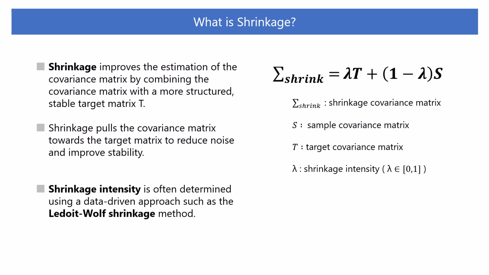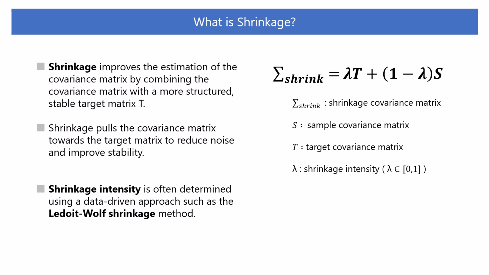Shrinkage is a statistical technique that improves the estimation of the covariance matrix by combining the covariance matrix with a more structured, stable target matrix, T. The shrinkage process involves pulling the covariance matrix towards the target matrix to reduce noise and improve stability. The shrinkage estimator is defined by this formula.